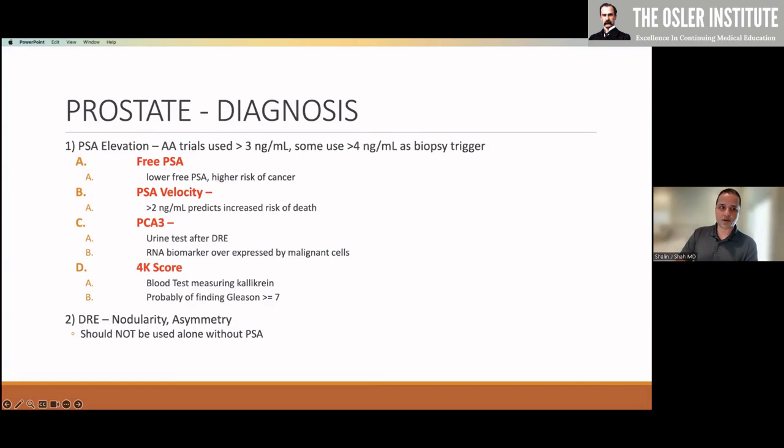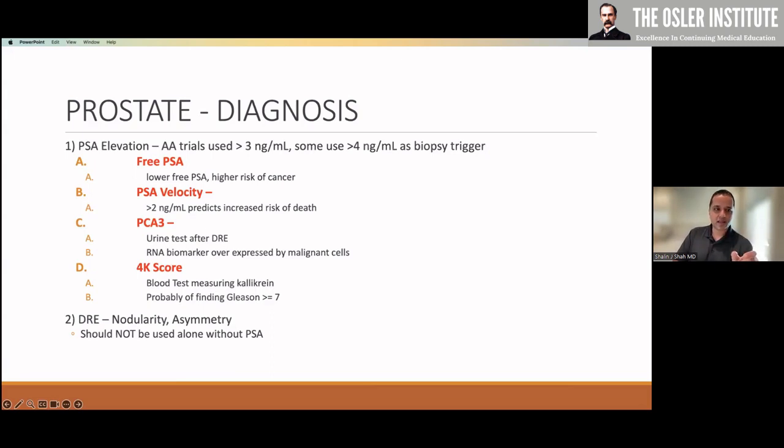Now, when diagnosing prostate cancer, the active surveillance trials use greater than 3, some use greater than 4 as a biopsy trigger. But there are other methods to sort of tease out when you should jump in for biopsy versus not. Now, you don't necessarily need to know the details of this, but just be familiar with the things I have in red over here as part of a multiple choice question.